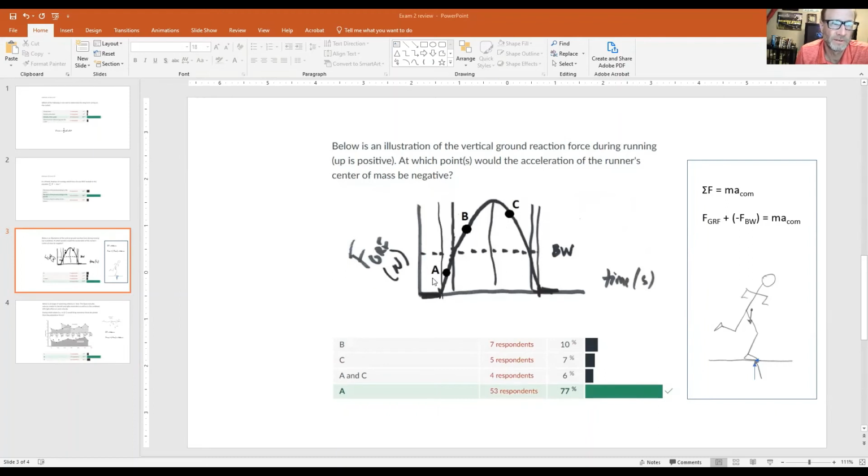Here's body weight. We've got 1 point that's less than body weight. So this is the answer. Acceleration will be negative when the ground reaction force is less than body weight.